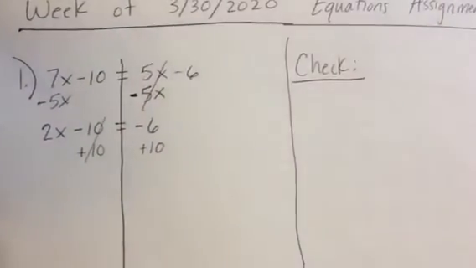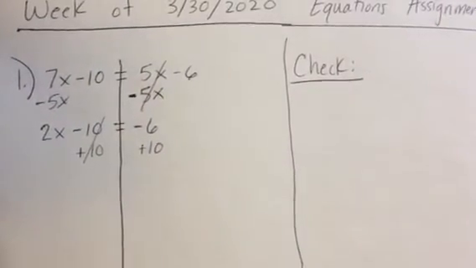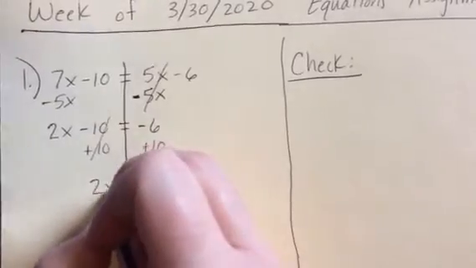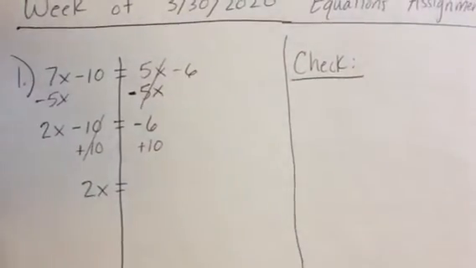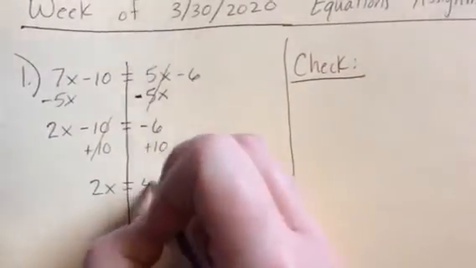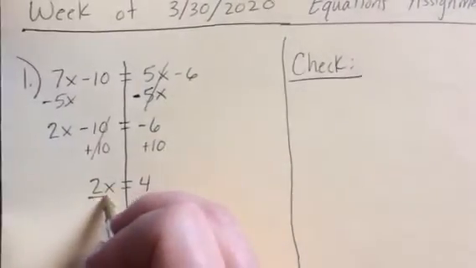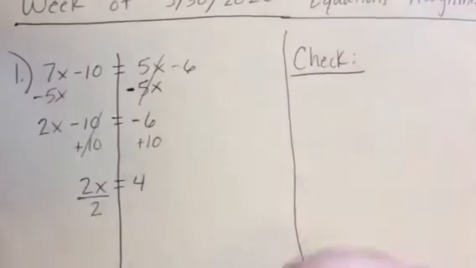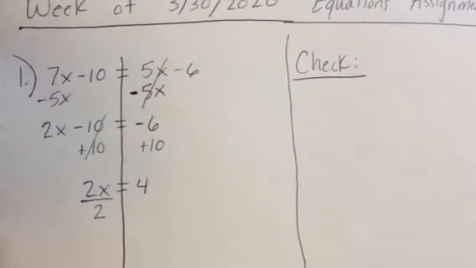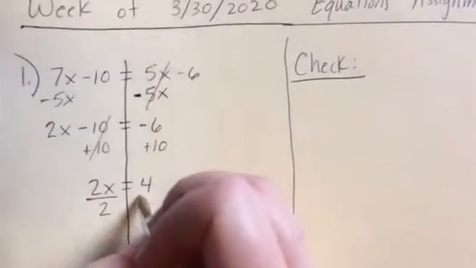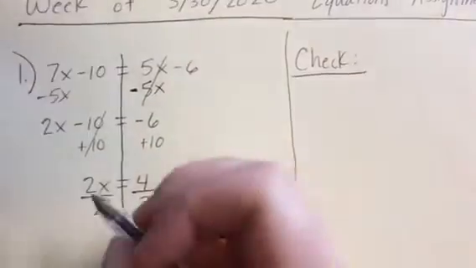On the left side, negative 10 plus 10 is just 0. So we just have 2x. Negative 6 plus 10 on the right would give us a positive 4. And then what I'm going to do now is just divide by my 2. Remember, 2x means 2 times x. So to undo that multiplication, I need to divide. But I need to make sure I do that on both sides.